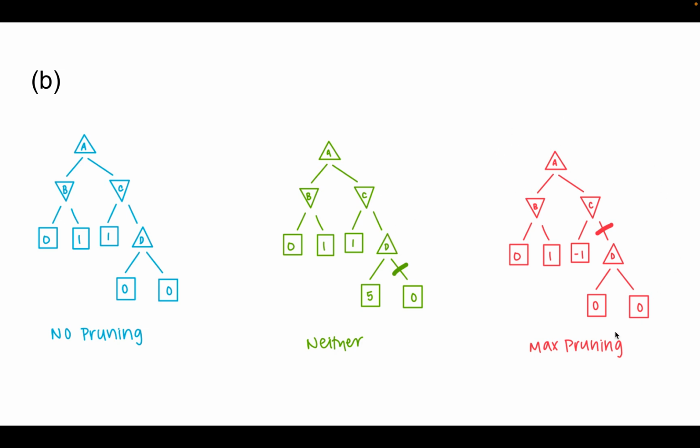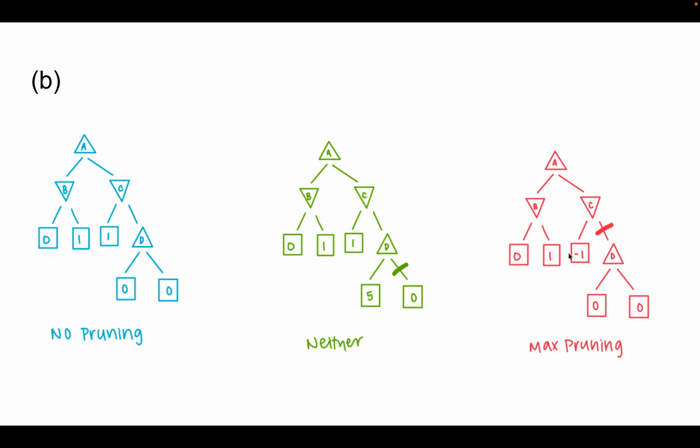Now if we look at this right tree here that is representing max pruning, we can see that we can prune C's right child because we changed the value of C's left child to be equal to -1. We saw that C's left child is equal to -1, so the min node C is going to be evaluated to something that is less than or equal to -1. This doesn't influence the value of A because, since A is a max node, A is always going to pick the value that B takes on, which is 0, because 0 is greater than -1.